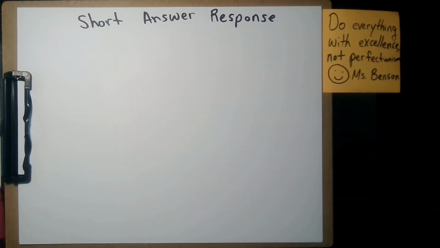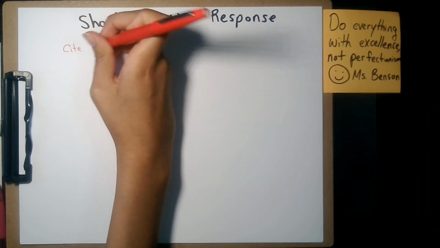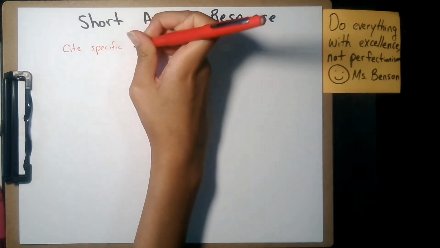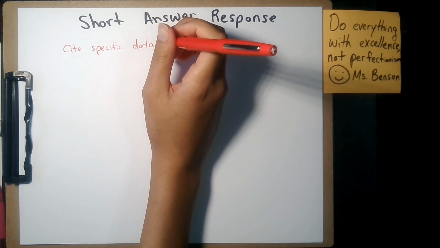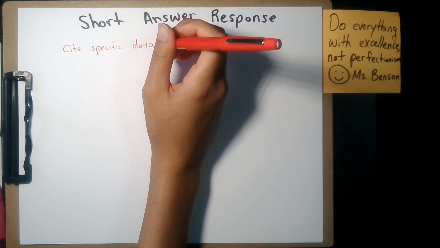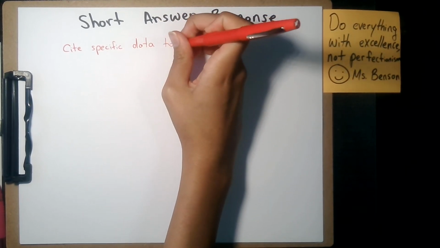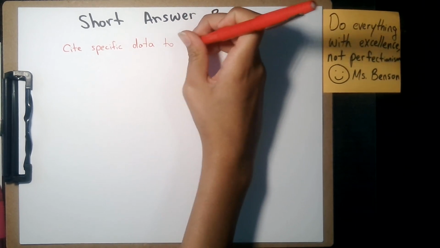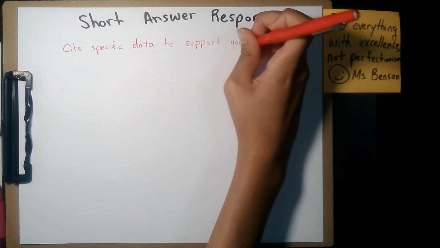and in order to properly answer, you have to cite specific evidence. You can't just go general. You have to cite specific data, and use that data to support a conclusion.